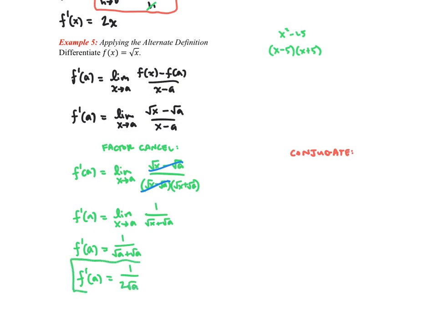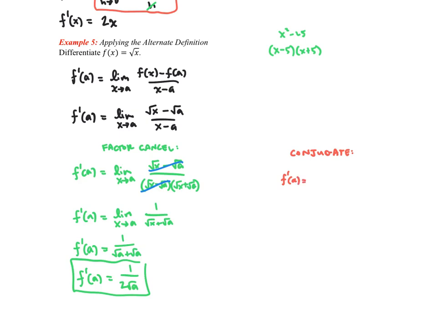So there is the slope function. It's called the derivative, located at a. So if I wanted the slope of square root of x at 10, that would be 1 over 2 times the square root of 10. All right, let's use the conjugate method now.